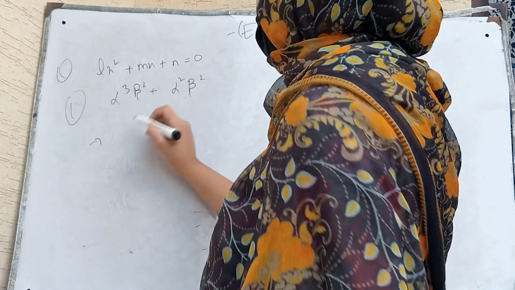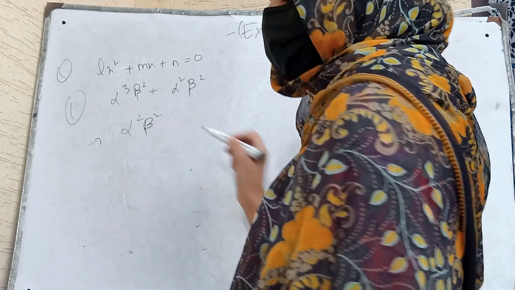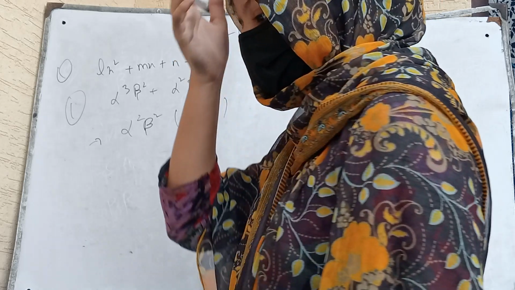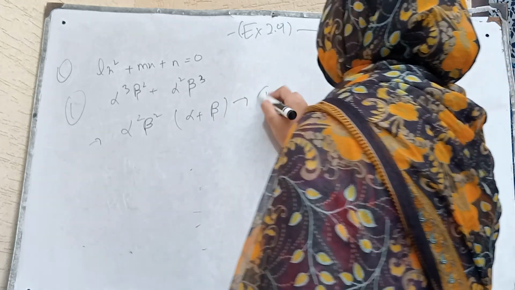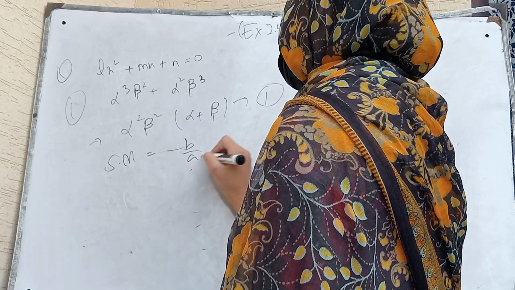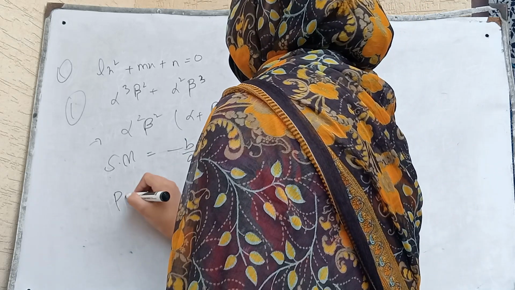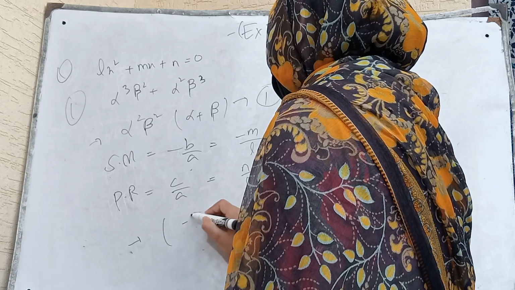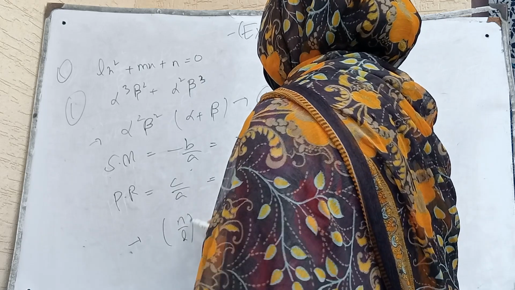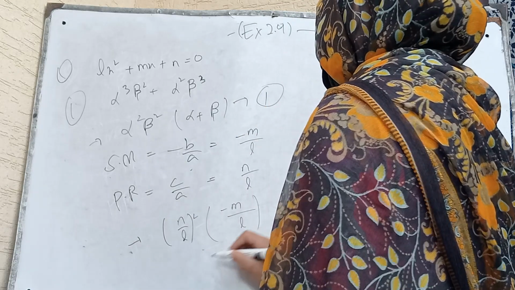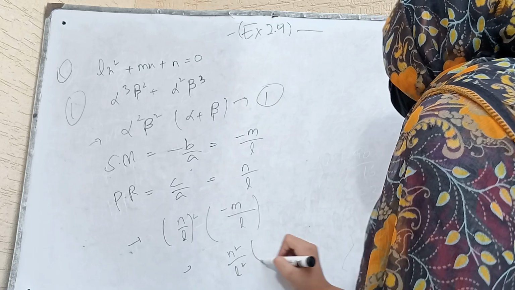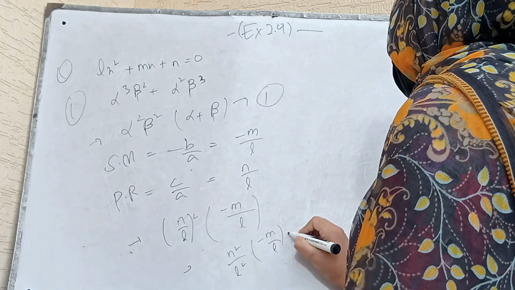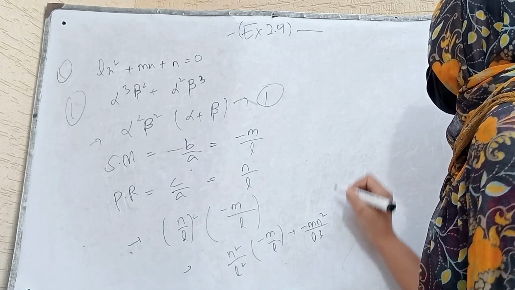So first we have solved this, which is alpha square beta square common, and we have alpha plus beta. Again, this is the first equation, so sum of the roots, which is minus b by a, and minus m by l, product of root, which is c by a, and which is n by l. Putting in this, we have minus n by l whole square, so n square l square and minus m by l, which gives minus m n square divided by l cube.